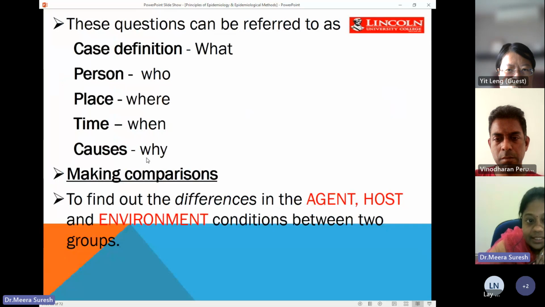And the questions that we have to ask will be all the WH questions. So when we mention all these things, we get to know about the agent, or the thing which causes the disease, the host, his nature, and the conducive environment.